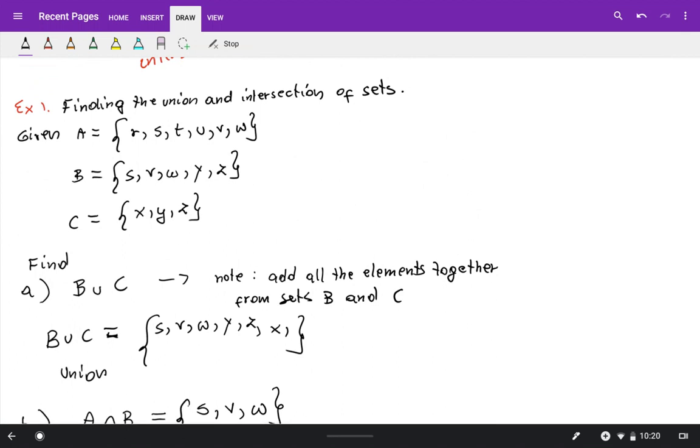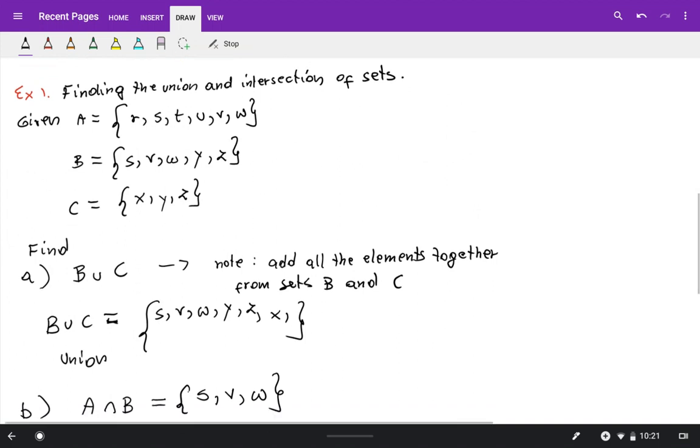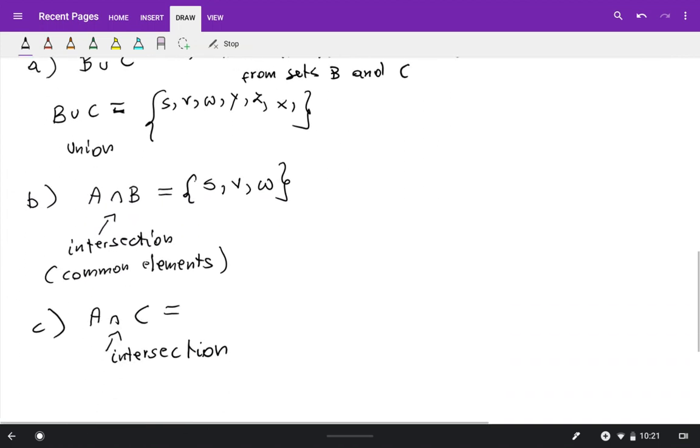Since set C is smaller, let me check. Set C has X. Let me see if I have X in set A. No. Set C has Y. Let's see if I have Y in set A. No. Set C has Z. Let's see if set A has Z. No. So look what happened. Sets A and C don't have common elements. That means the intersection is going to be the empty set.